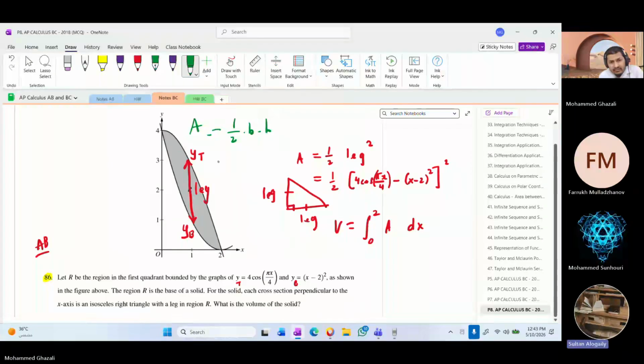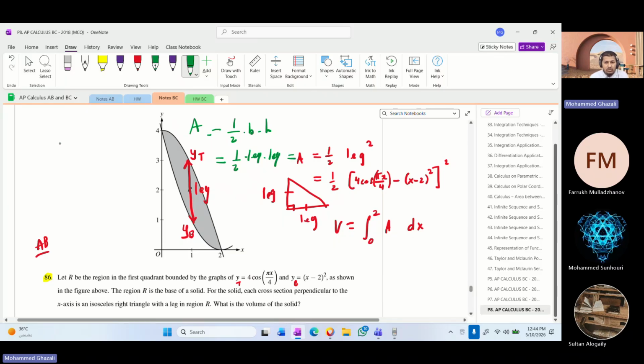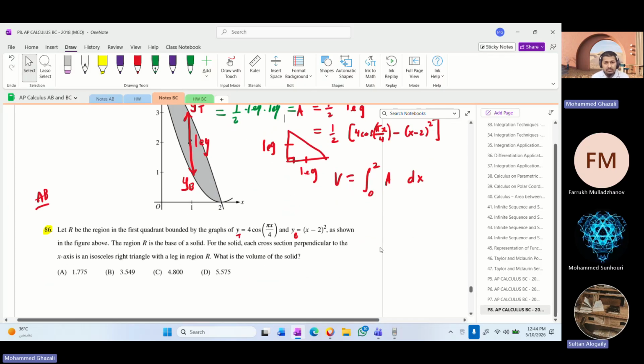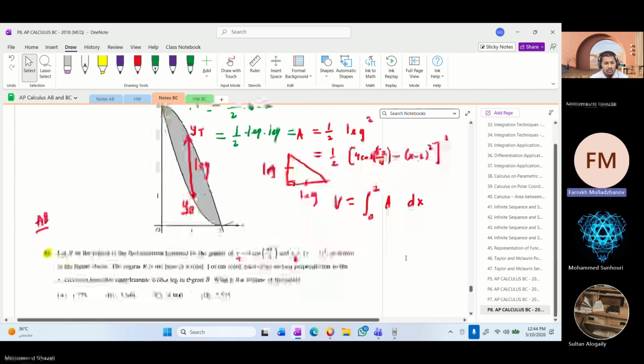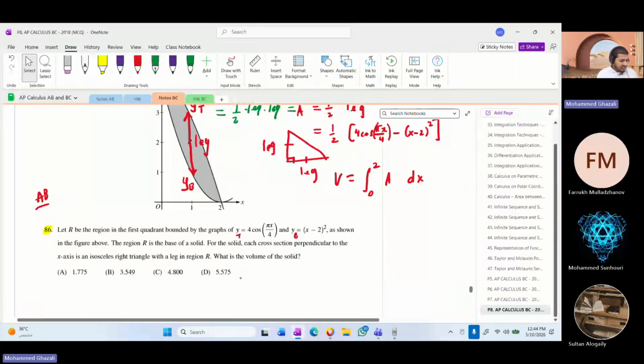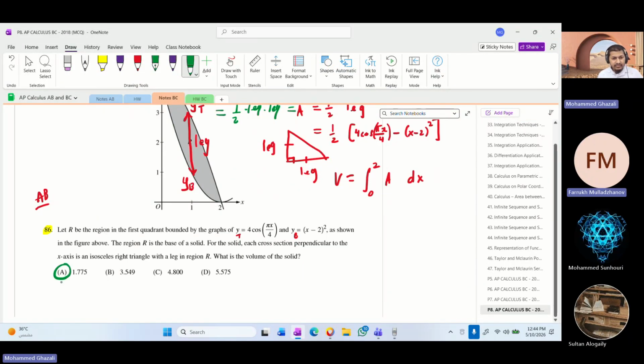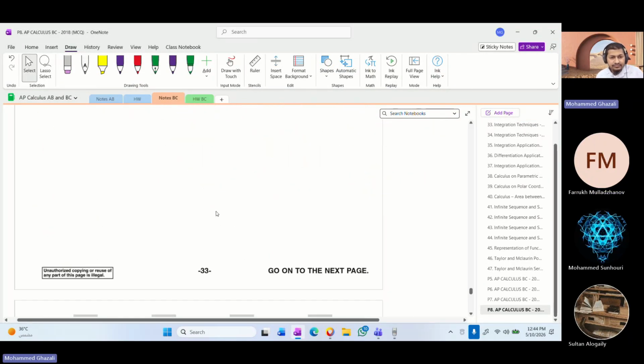But isn't that just for half the triangle? Yeah, but they said it's perpendicular to the x-axis, so you draw a perpendicular line here, and it's an isosceles triangle. In isosceles triangles the two legs are equal. So it's leg times leg. That's why you got leg squared there. So integrate this, top minus bottom, that's it, sir. I got 1.77. 1.775, that's correct.